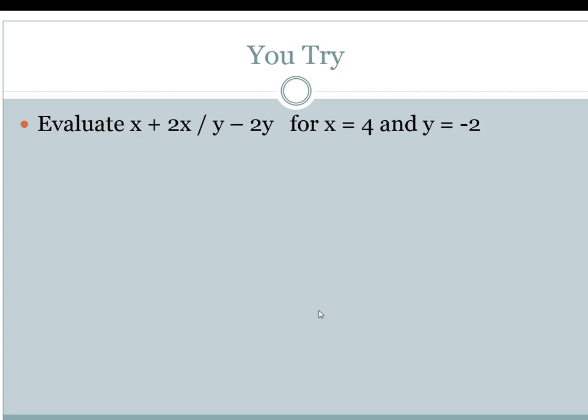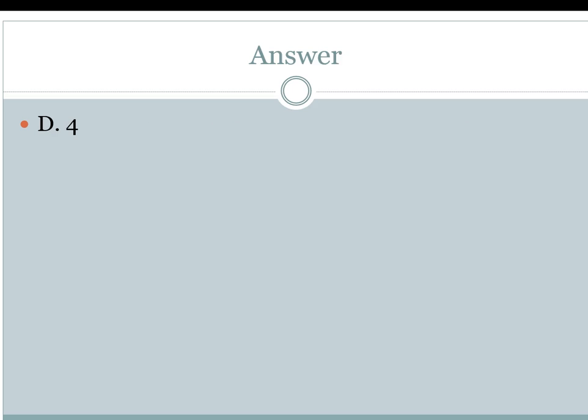So I want you to try. Evaluate x plus 2x divided by y minus 2y for x being 4 and y being -2. Go ahead and pause that. These are the possible answers. Go ahead and pause that and try to do that problem. Okay, the answer is D, 4.